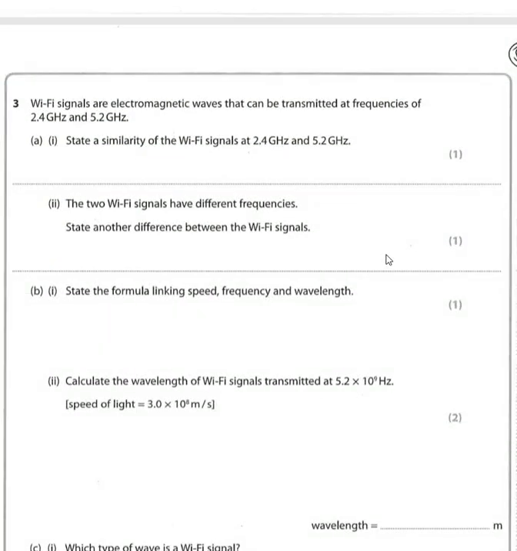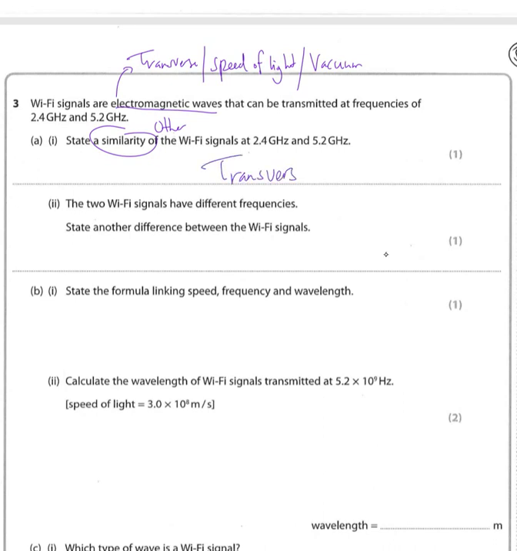Now this question here should be straightforward. Now by similarity here, we're talking about other similarities. Now we know that it is an electromagnetic wave, so all electromagnetic waves: gamma rays, X-rays, visible light, all these. So we know these are transverse waves that travel at the speed of light. They can travel through a vacuum. So all these things they can do. Now for similarity, I'll just put transverse waves. Okay, they travel at the speed of light. They can also go through a vacuum. Now they have different frequencies. This frequency is different. It means they're going to have different wavelengths.